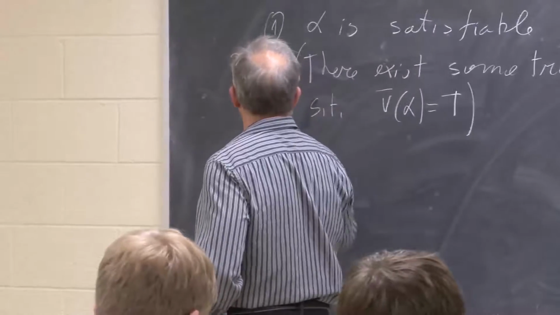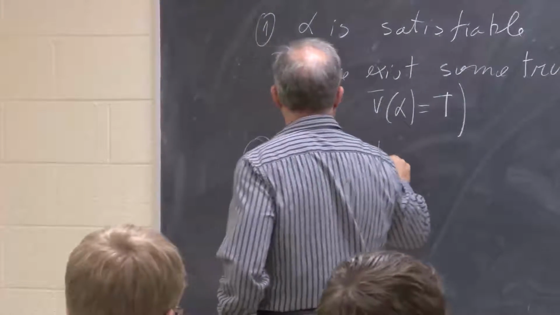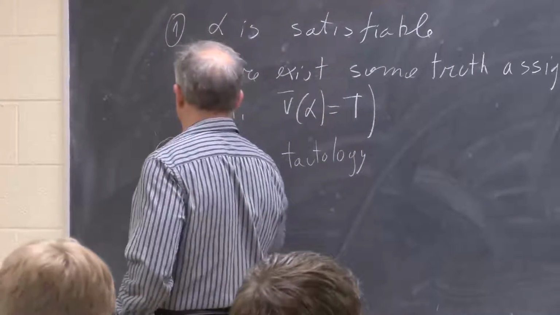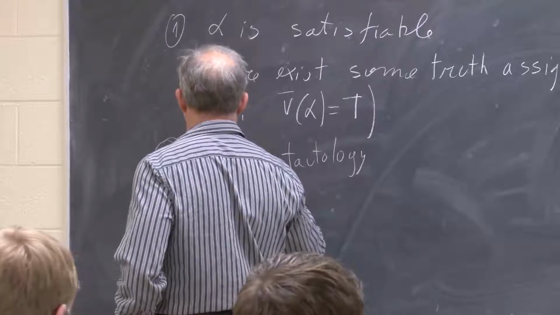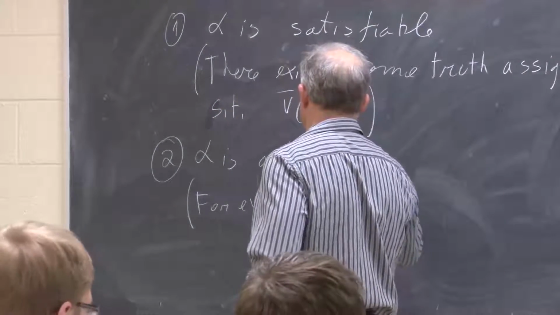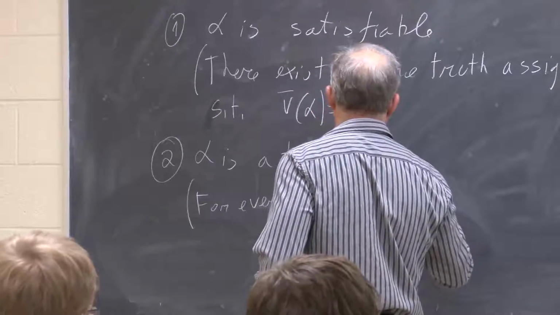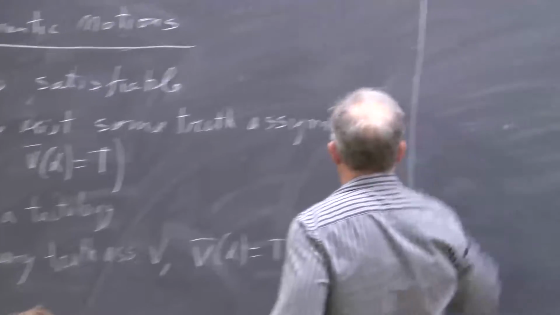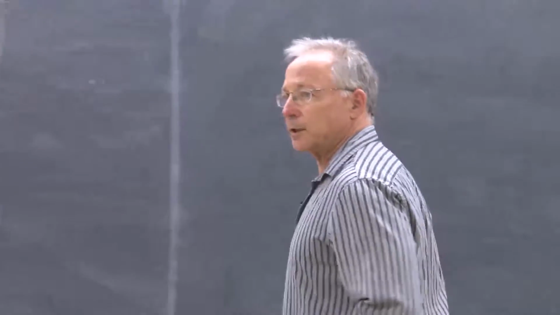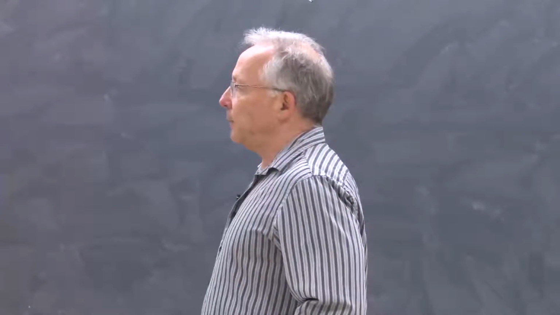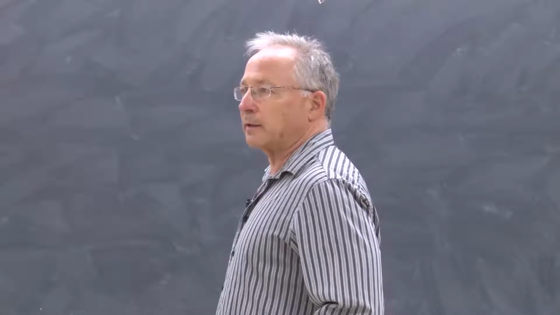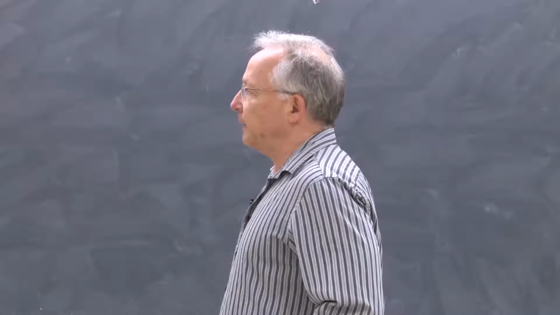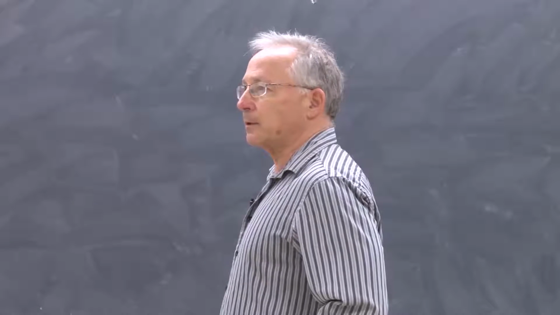And the second one was alpha is a tautology. And it meant that for every truth assignment, V hat of alpha is true. And we saw some examples of tautologies. We said that in general, checking whether a formula is satisfiable or a tautology is difficult. It may take an exponential number of steps because we need to write the whole table.